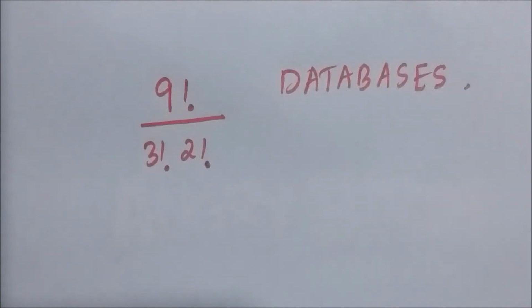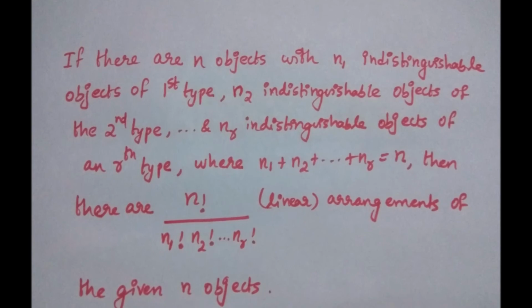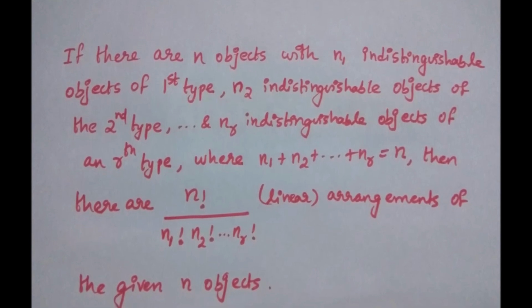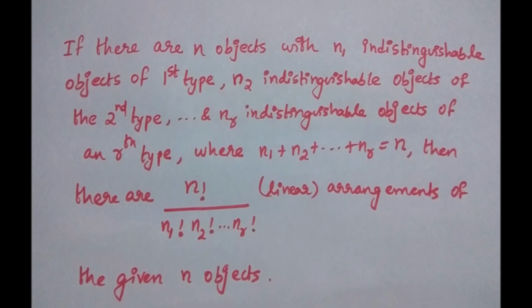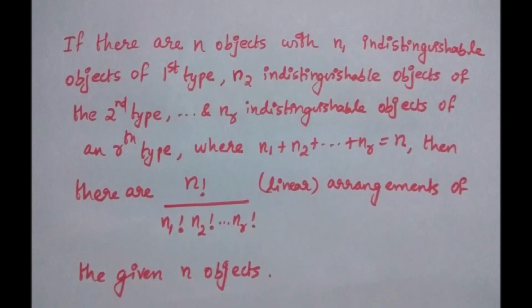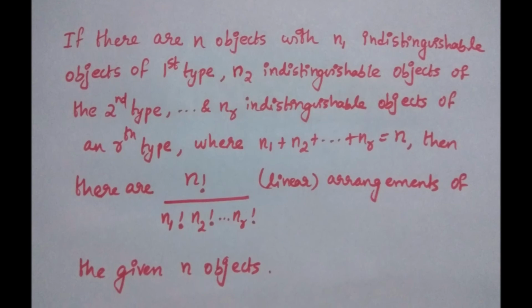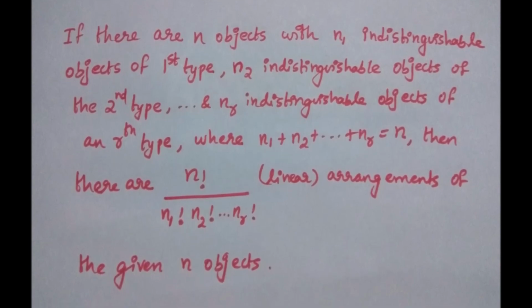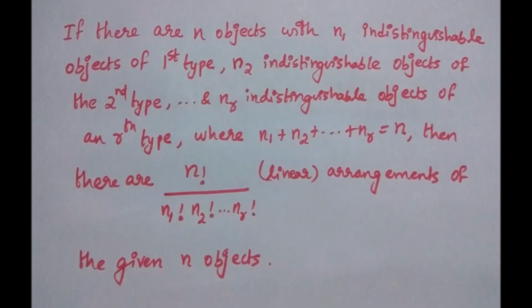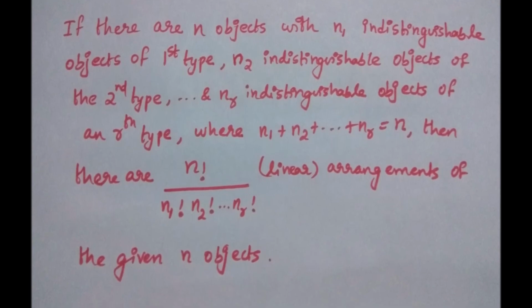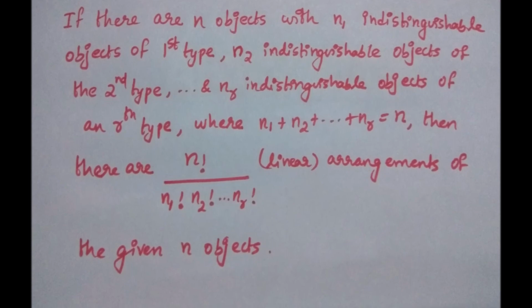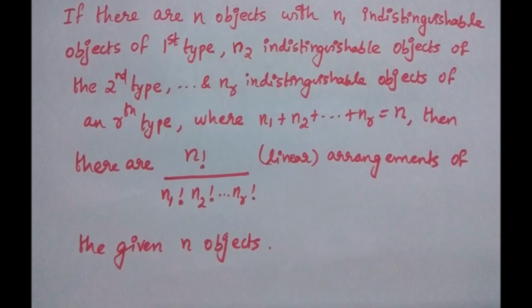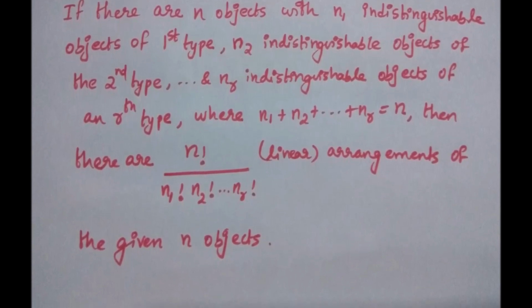So, in general, if there are n objects with n1 indistinguishable objects of the first type, n2 indistinguishable objects of the second type, and nr indistinguishable objects of the rth type, where n1 plus n2 plus and so on plus nr equals n, then there are n factorial by n1 factorial into n2 factorial into and so on into nr factorial arrangements of the given n objects.